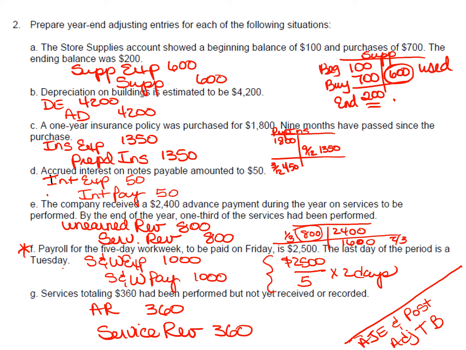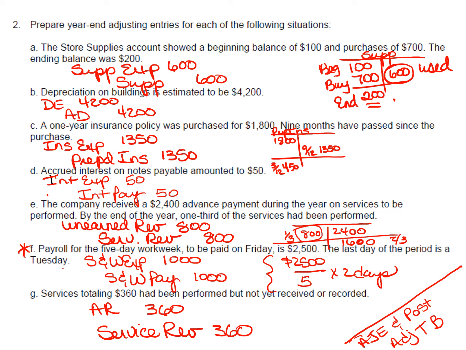Depreciation, if you don't know this, you're dead. Debit depreciation expense, credit accumulated depreciation. In C, insurance was purchased for $1,800. It was a 1-year policy, or 12 months. 9 months have passed. So 9/12 have been consumed, and 3/12 are still unconsumed. So we need to move the 9/12 out of the asset account and into the expense account by debiting insurance expense, $13.50, and crediting prepaid insurance, $13.50.